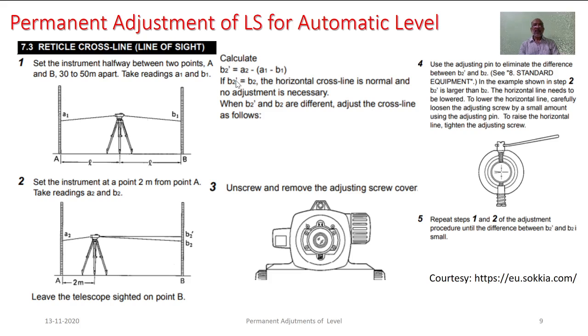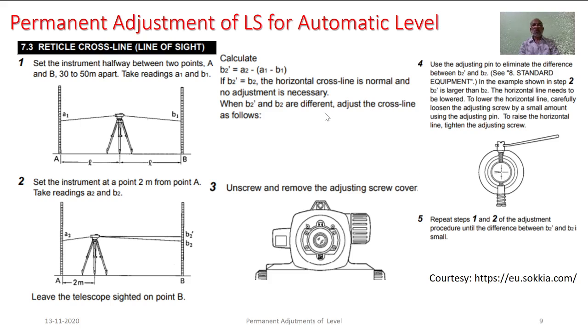So here, if this particular B2 dash is the same as the observed reading, the horizontal cross line is in normal condition and adjustment is not necessary. However, if they are different, we have to adjust the horizontal hair. In order to adjust it, open the eyepiece end and you will get a view like this. Here you can see there is a provision of a capstan headed screw at the upper end, whereas its lower end is spring loaded. According to the requirement, we can turn the capstan headed screw in order to have vertical movement of this diaphragm.